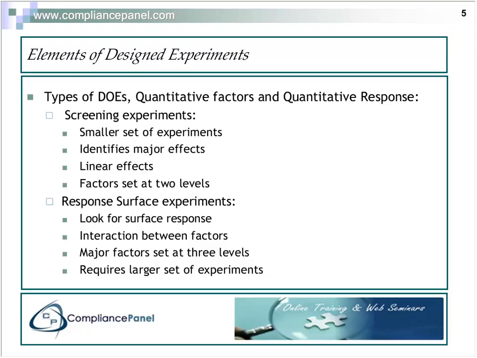The third thing is that screening experiments work only when we have a linear effect. That is, as the levels change, the response responds in a linear fashion. So if there's any sort of curvilinear or nonlinear relationship, these screening experiments are not going to capture that, because these are experiments that are run at two different levels. Factors are run at two levels. So you're going to have factor one.